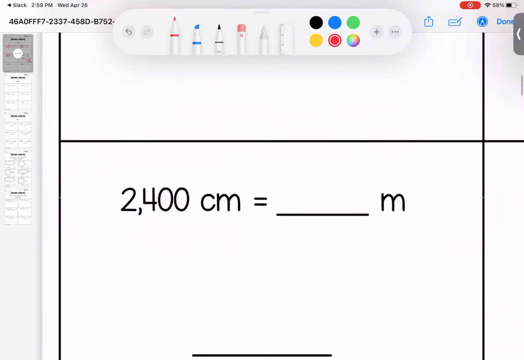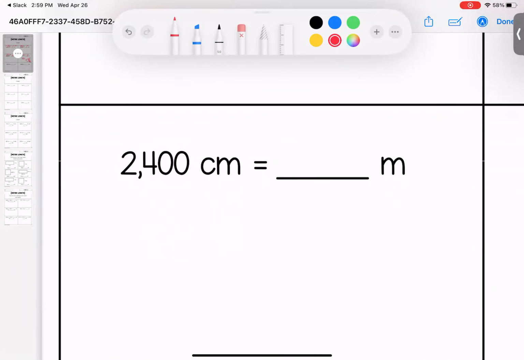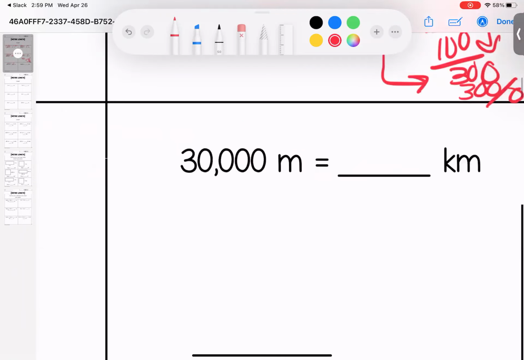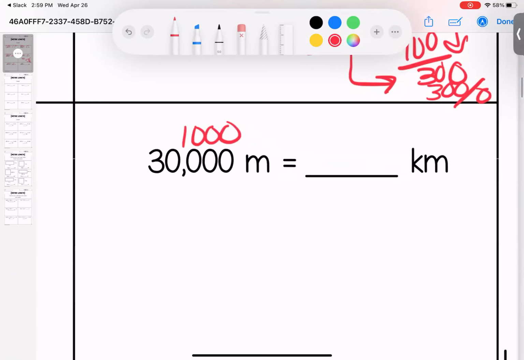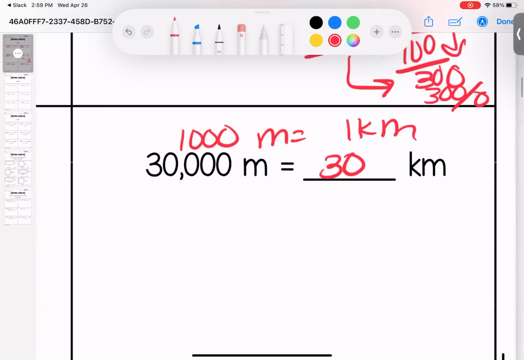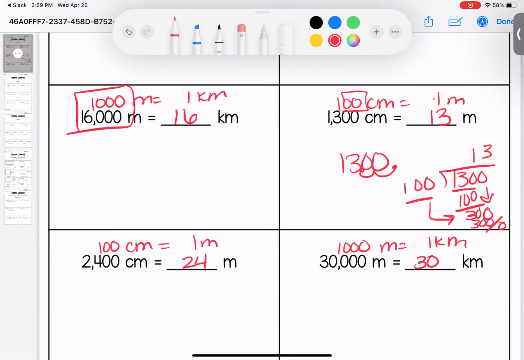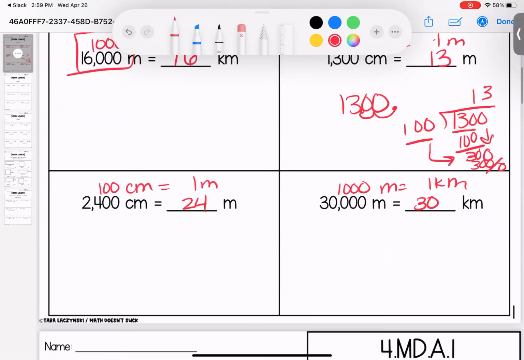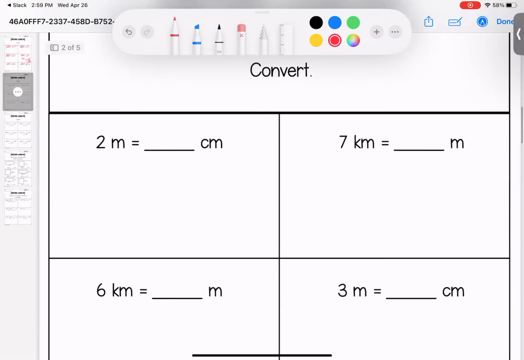Coming down here, centimeters to meters. 100 centimeters is equal to 1 meter, which gives us 24. 1,000 meters equals 1 kilometer. It gives us 30. Any questions on these? Bring them with you to class. All right, love, continuing to convert on this page.